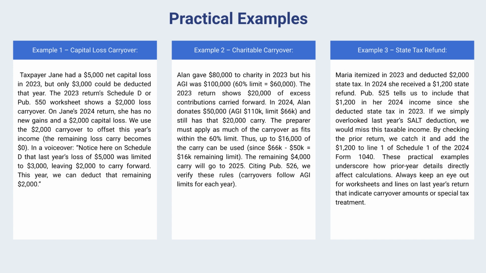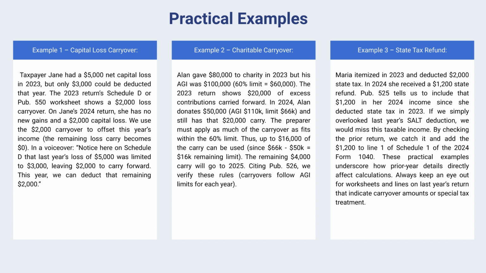Example number 1, capital loss carryover. Meet Jane. In 2023, she had a net capital loss of $5,000. But as we know, the IRS only lets her deduct $3,000 in 1 year. That leaves $2,000 to carry forward to 2024. Now in 2024, Jane has no new gains, but she does have a fresh $2,000 capital loss. So what do we do? We use that $2,000 carryover from last year to offset this year's income up to the $3,000 limit. That remaining loss gets used up entirely, and there's nothing left to carry forward to 2025.